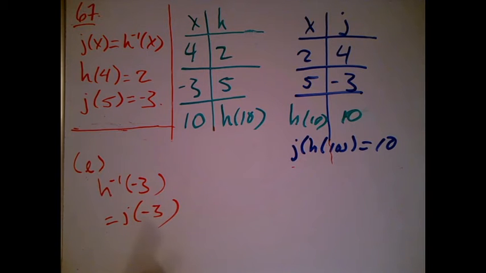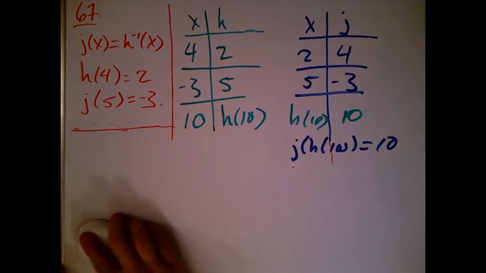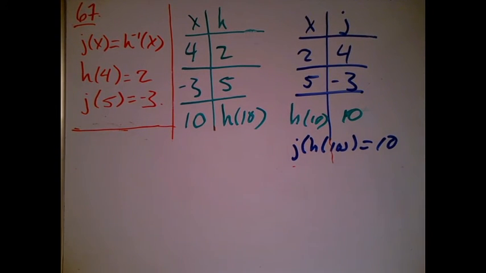I know j of 5 is minus 3. That's all I got. This is not available. There's nothing I can do to make this one work. It's uncomfortable, but some stuff we just don't know. It's all right. Let's see here.